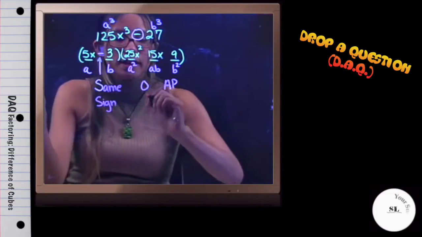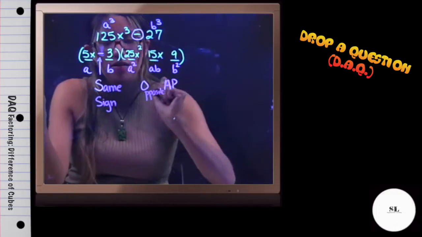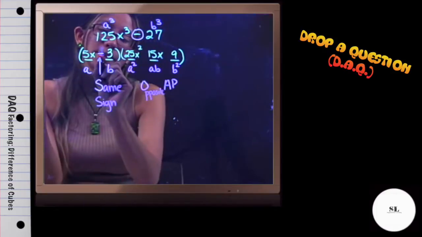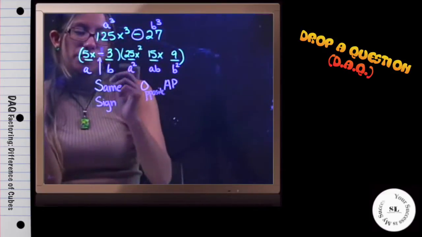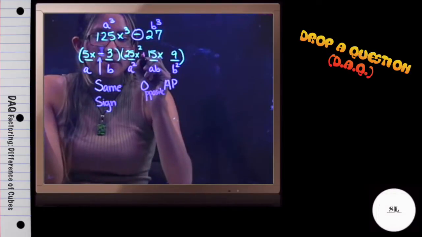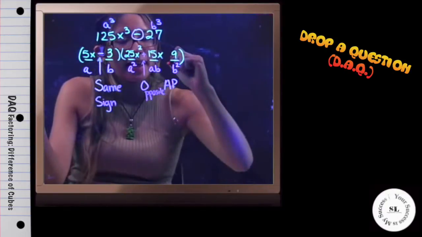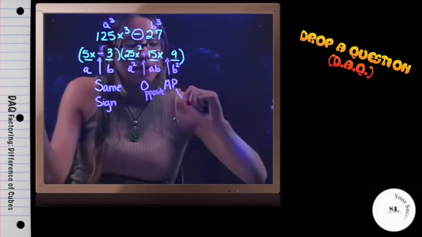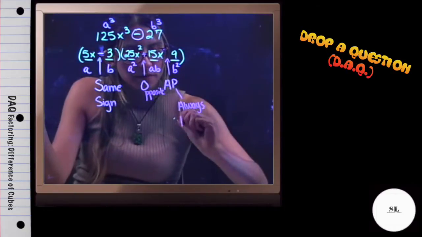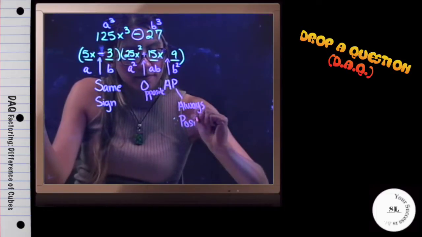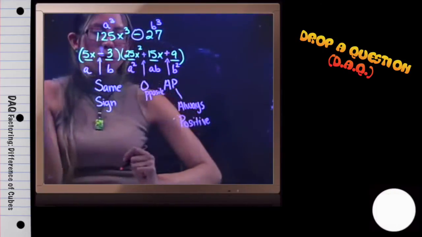The O stands for opposite sign. So if I have a subtraction, and this is opposite sign from the original problem or the first group, that means I'm going to use the opposite sign, which will be a positive. And AP stands for always positive. So this last sign will always be positive.